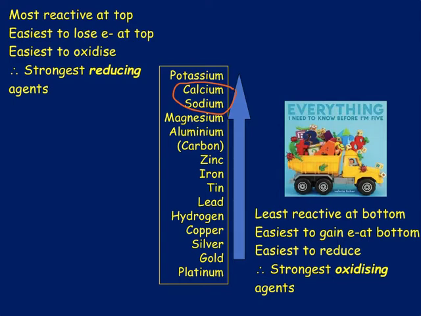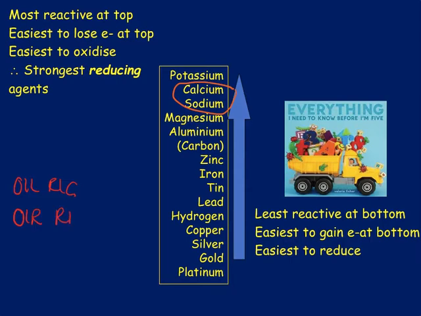So in your head you keep with OIL RIG: oxidation is loss, reduction is gain. And you keep with oxidation being an increase in oxidation number and your electrons go on the right, reduction is a decrease in oxidation number and your electrons will go on the left. You've got to keep these in your heads.